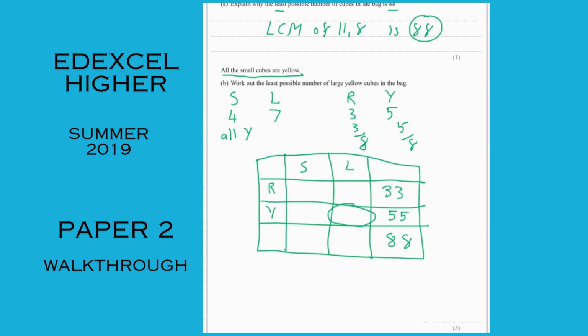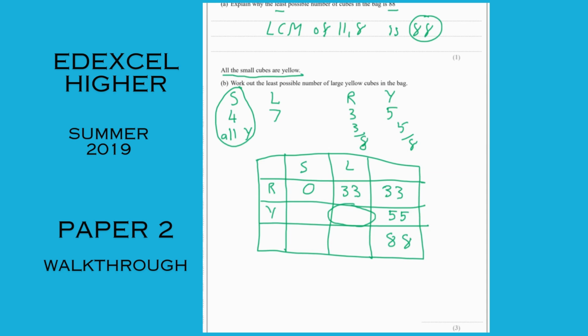And then we look over here to small and large. With our small and large, the key is there are none. All of the small cubes are yellow. So none of the small cubes there. So that has to be a 33. That's the first key.